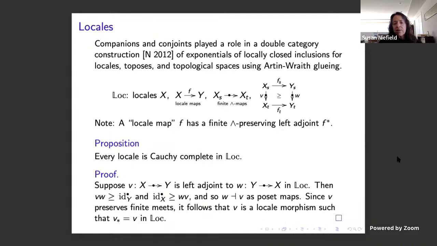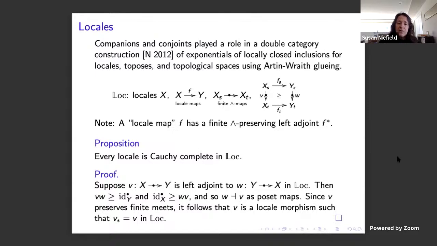So let's suppose V is left adjoint to W. So V is going from X to Y and W is going from Y to X. Then you know that VW is greater than or equal to the vertical identity on Y, and the vertical identity on X is greater than or equal to WV. So writing it, flipping the inequality so they're in the order I'm used to seeing them, you see that W is a left adjoint to V instead of V being left adjoint to W, but W is left adjoint to V as poset maps.